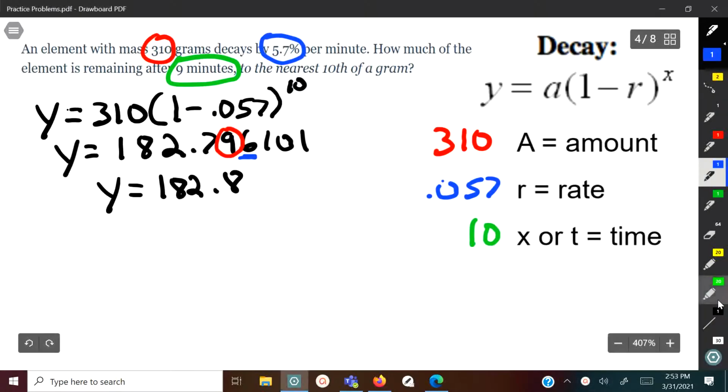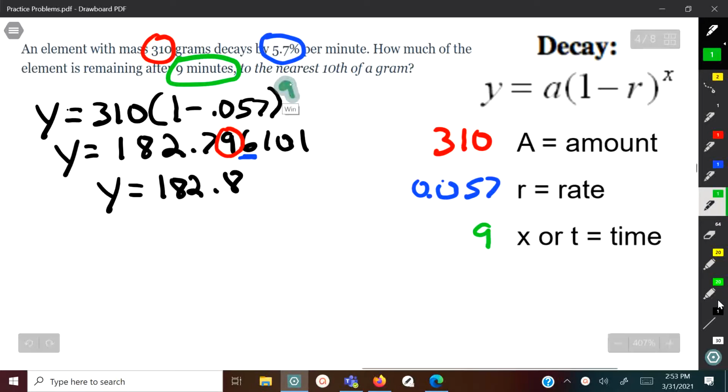Alright, so this should be what you get. 182.8. That should be your final answer there. So let's go back and take a look. So we got the 310 because that's the amount we start with. We got the rate 5.7 converted into a decimal. I'm moving 2 decimal places, and put a 0 out here if you want. And then, I don't know why I put 10. This is wrong. Let me fix that. This should be 9.